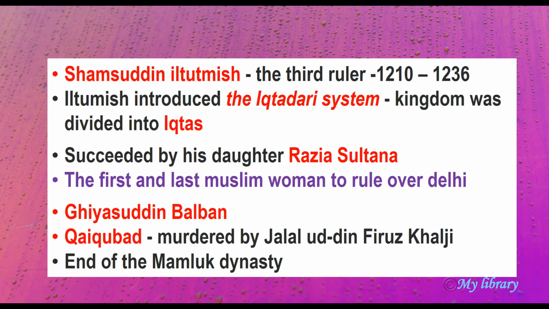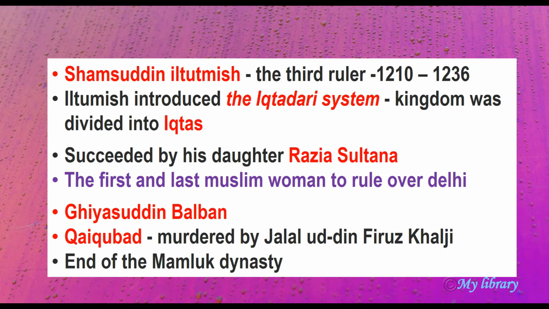Shamsuddin Iltutmish was the 3rd ruler and ruled until 1236. Iltutmish introduced the Iqta system in which the kingdom was divided into Iqtas, which were assigned to nobles. We'll learn about this system later in this chapter.